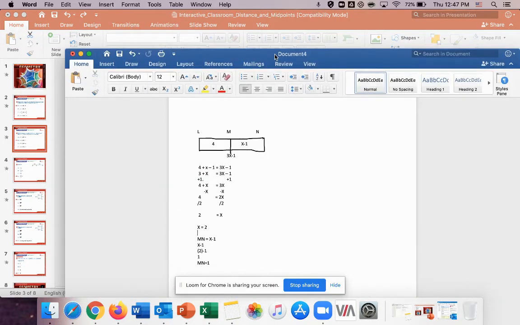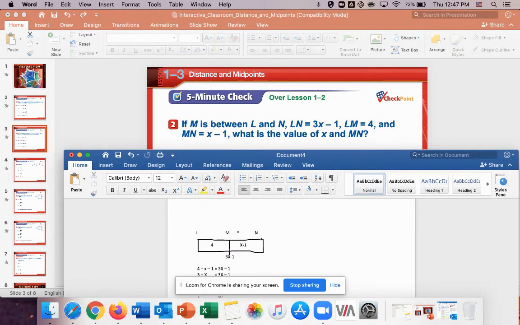Here it is. M is between L and N. LM is 4, LN, the whole thing, is 3x minus 1, and MN is x minus 1. So you put it in the equation: 4 plus x minus 1, this section plus this section, equals the whole big thing, which is 3x minus 1. You get this handy equation. Combine your like terms over here. You've got 4 and you've got minus 1. Combine them and you get 3. So you get 3 plus x equals 3x minus 1.